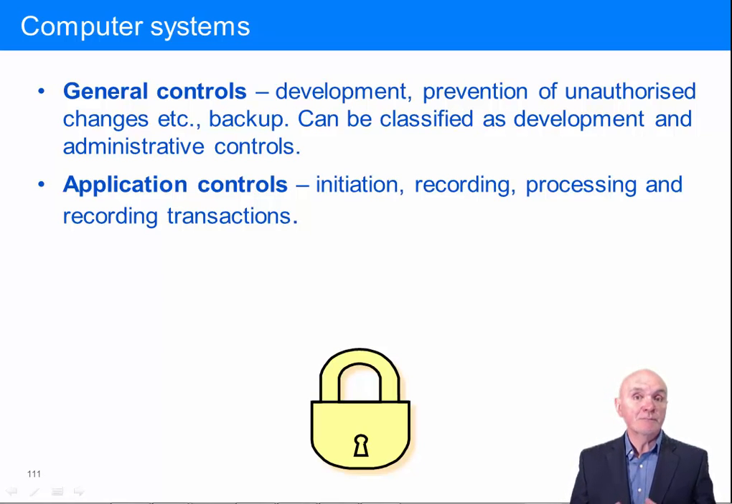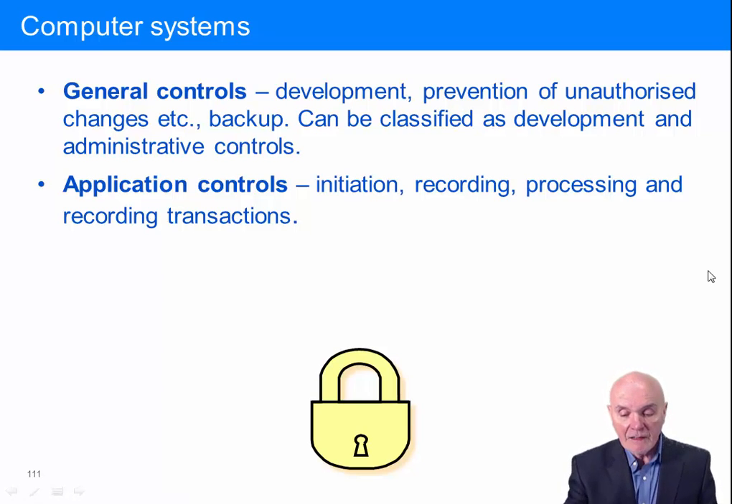We have to make sure it's processed accurately. And finally, we have to make sure that the results are given to the people who should be getting those results. It needs to be a form of confidentiality. If you think about people's wages and salaries being processed on computer, you don't want anyone just to be able to log in and get access to your wages and salaries.